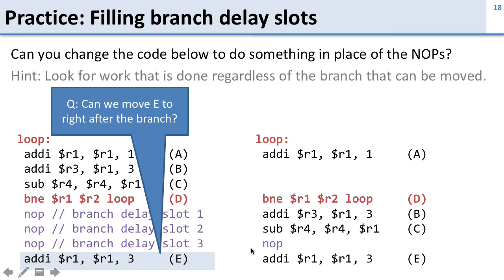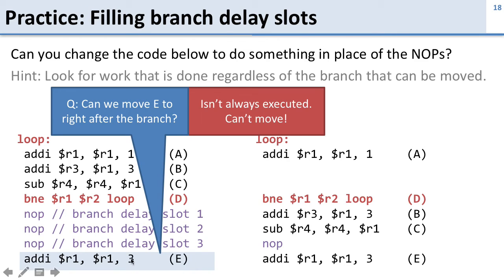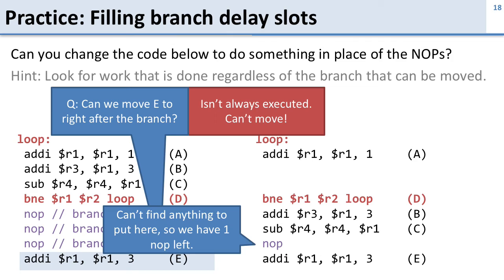Okay, what about the last one? Well, this add, can we move it so that it goes after here? Can we move it into this branch delay slot here? And the answer to that is no, we can't, because this instruction is not executed unless the branch is not taken. So if the branch is taken, we're going to go back to loop. If the branch is not taken, we're going to do that. If we put this instruction in one of the branch delay slots, that would mean it got executed every time, whether or not the branch was taken. So we can't do that.